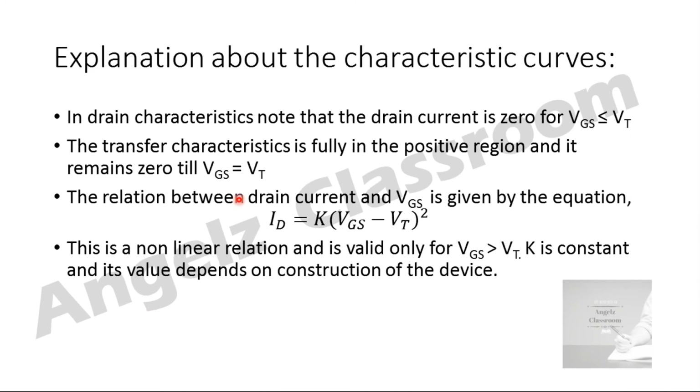So there is a relationship between drain current and VGS, which is your gate source voltage. That is, drain current ID is equal to K into (VGS minus VT) the whole squared. VGS is your gate source voltage, VT is your threshold voltage, and this relationship is non-linear, and K is a constant value that depends upon the construction of the device.